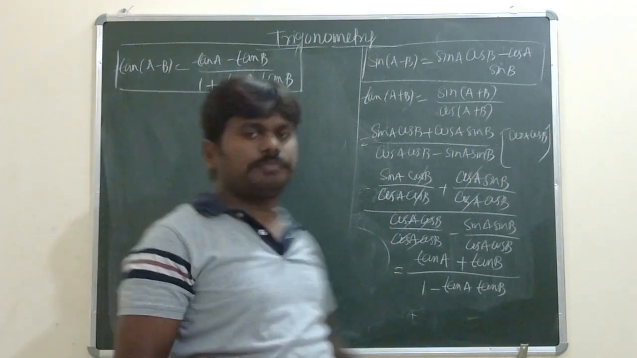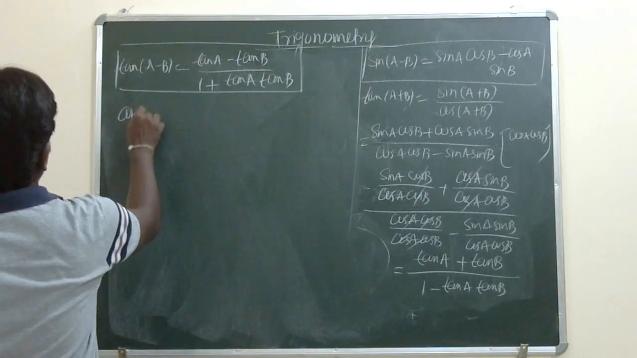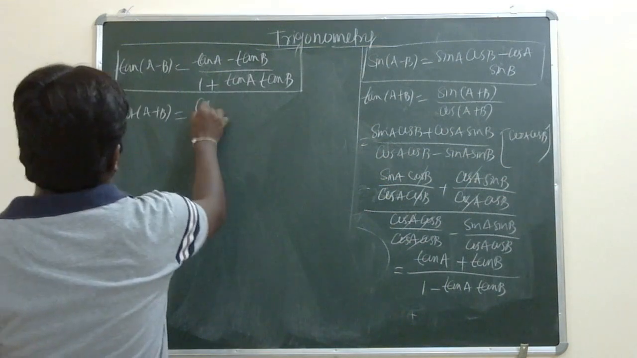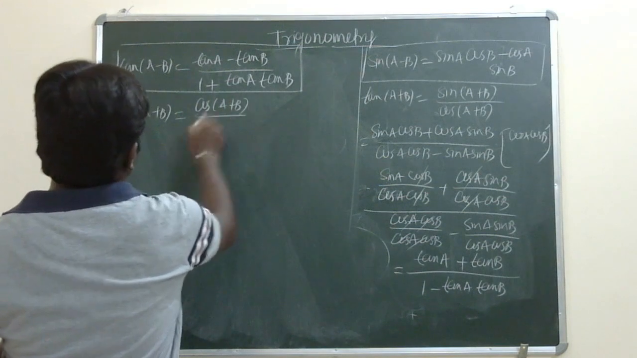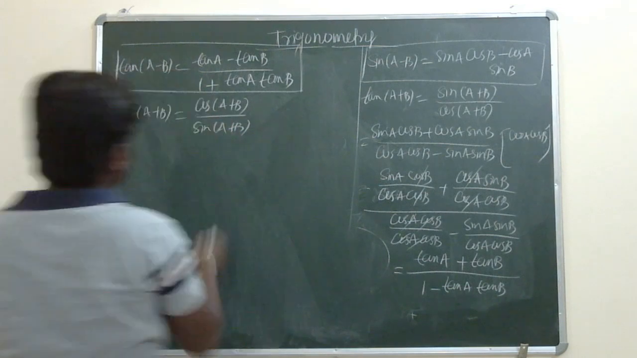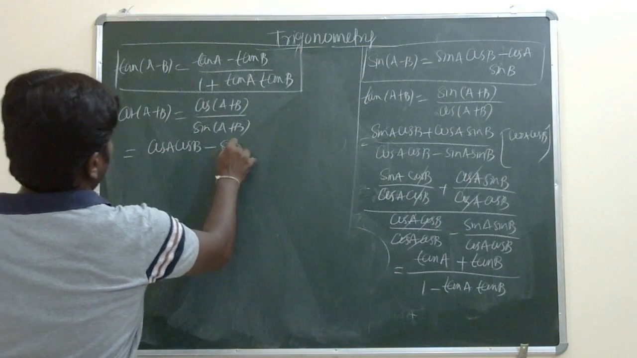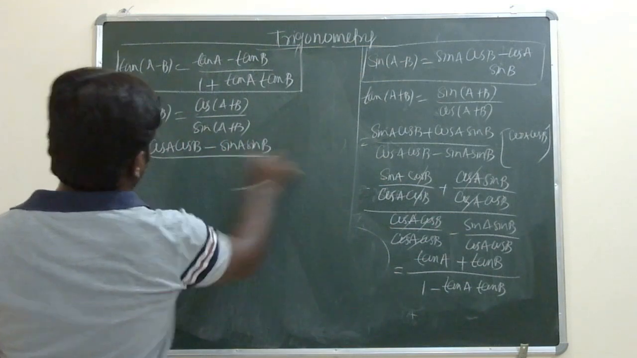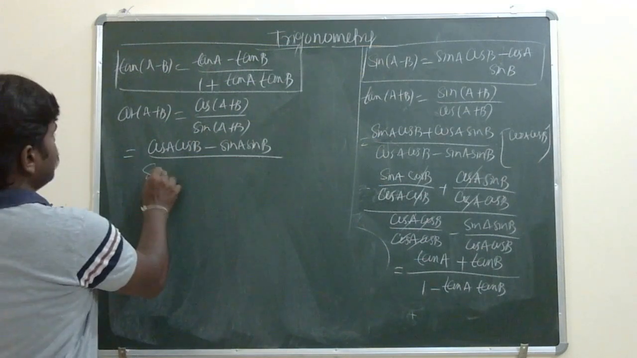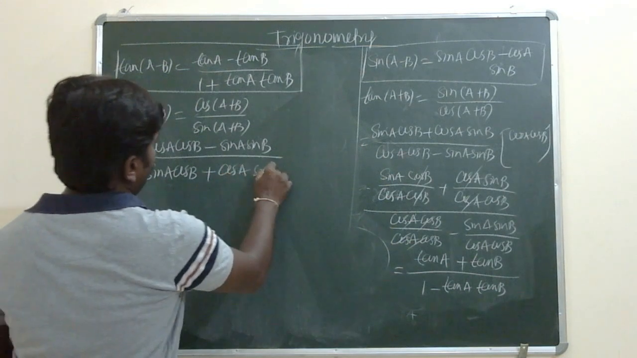Next we have cot a plus b, cot a minus b. So here cot a plus b first. So here cot a plus b means here what? The ratio of the cos and also sin. So cos a plus b by sin a plus b. So here cos a plus b means here what? Cos a cos b minus sin a sin b divided by sin a plus b, which means sin a cos b plus cos a sin b.